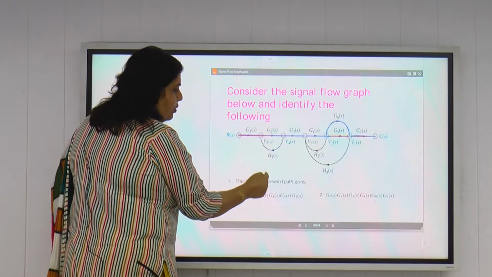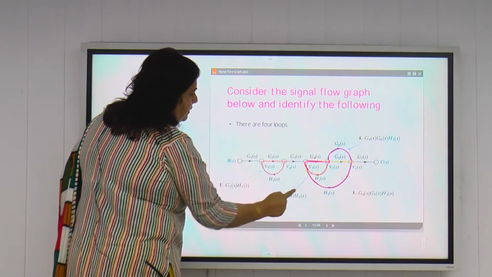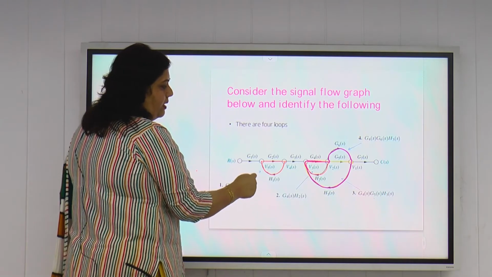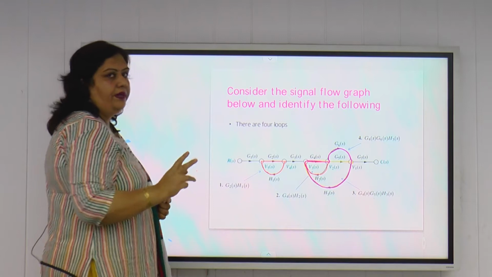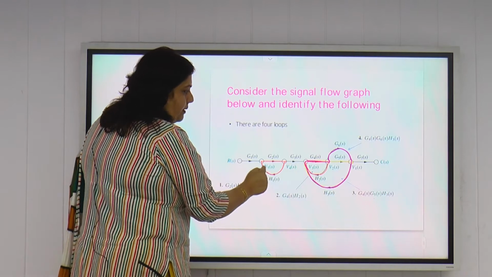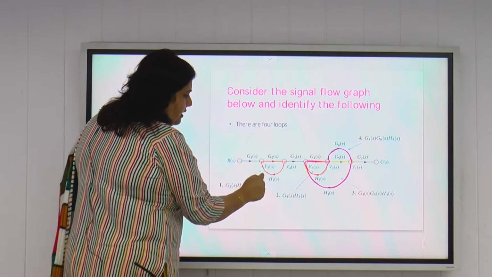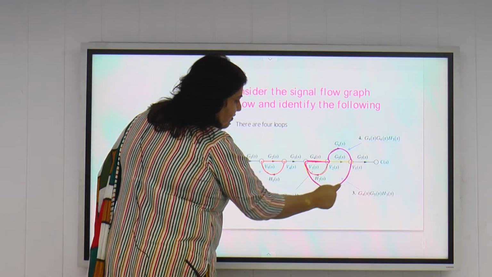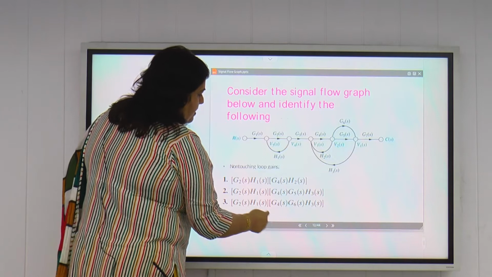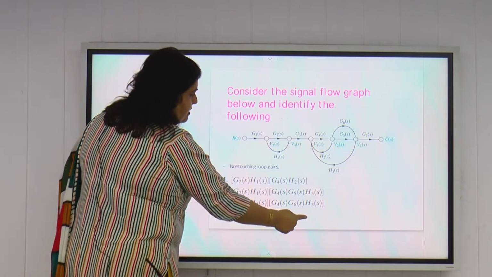As you can see here, this loop and this loop, they have no branch and no node common between them. So G2 H1 and G4 H2, these are a pair of non-touching loops. Another, again this loop and this bigger one, G2 H1 and G4 G6 H3. This is the second pair of non-touching. Then G2 H1 and this G4 G5 H3. This is also non-touching. So we have three non-touching loop pairs in this SFG, shown by the transfer functions. Okay, these are non-touching loop gains.